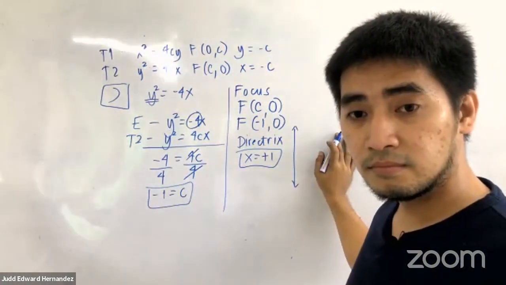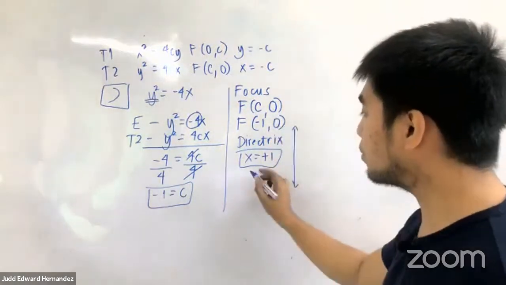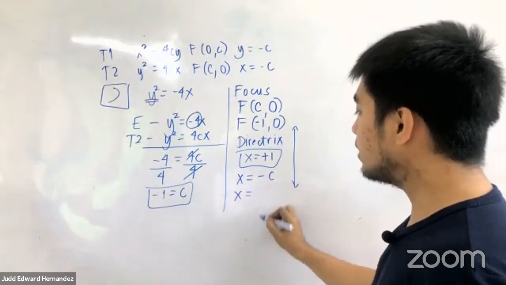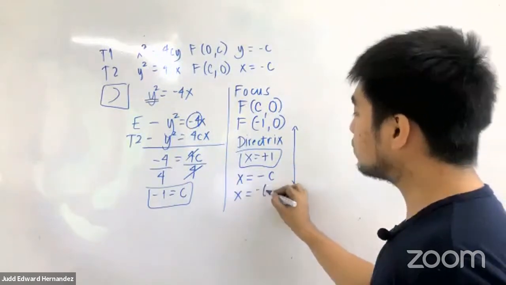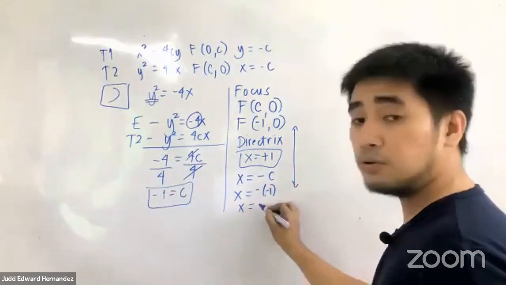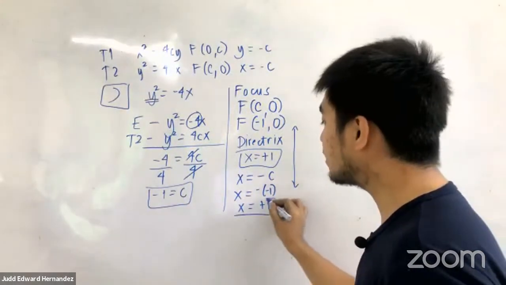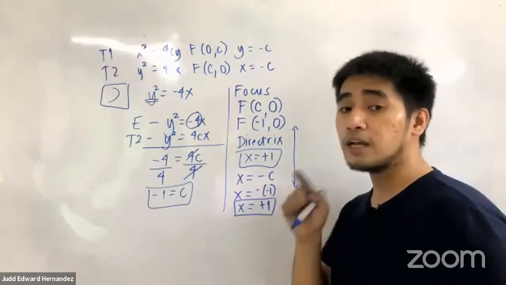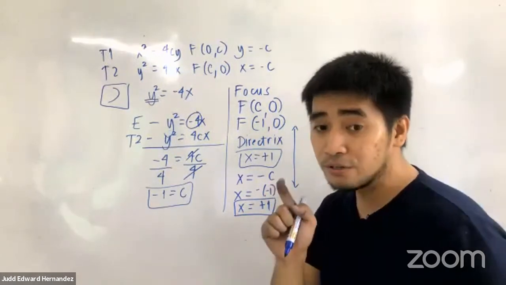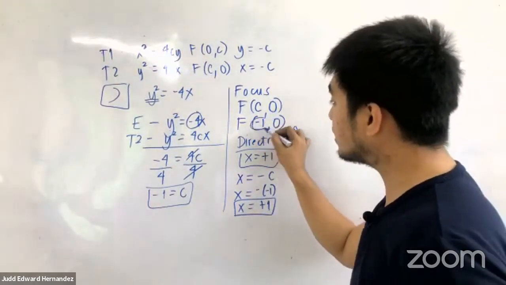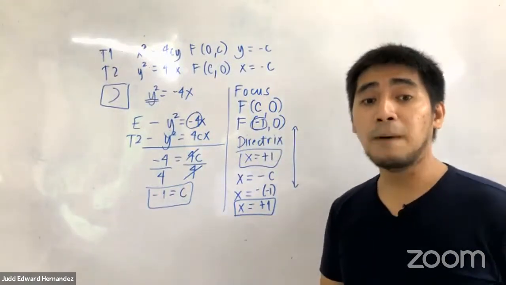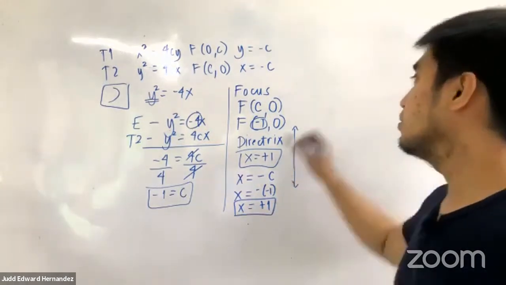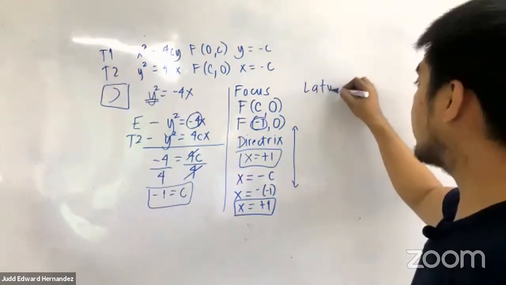Sir, saan po nakuha yung positive 1? Eh, di ba ang formula natin ng directrix is x is equal to negative c. Substituting negative c, that is negative times negative 1, therefore x is equal to positive 1. Huwag mo din kakalimutan na pag meron tayong given na focus, kabaligtaran lang nung sign ng focus yung directrix. Eh ano ba yung kabaligtaran ng sign ni negative 1? That is positive 1. Okay, maliwanag.